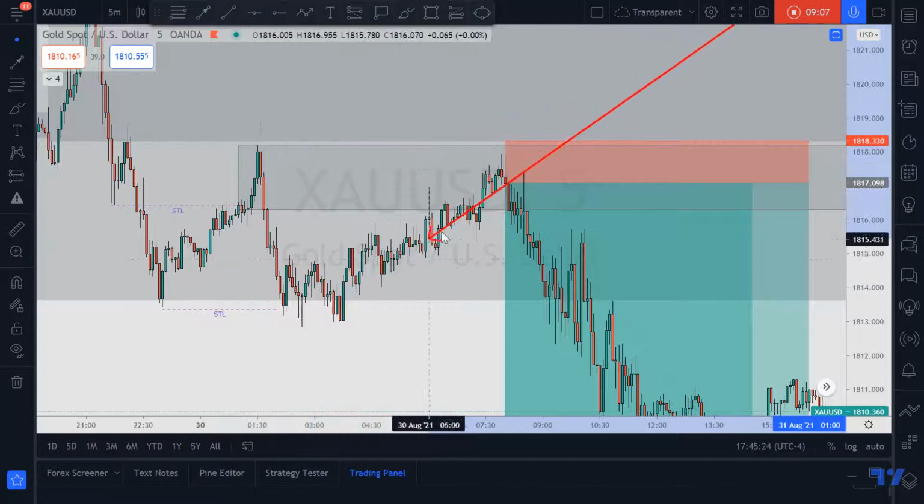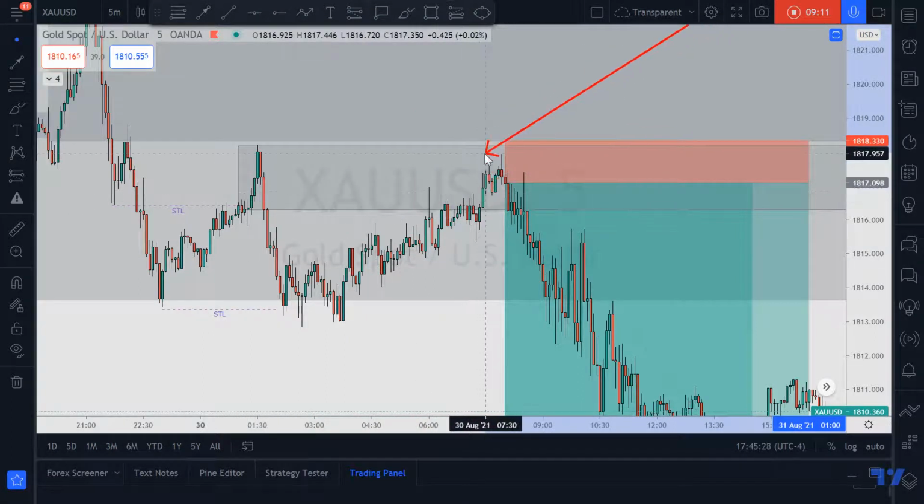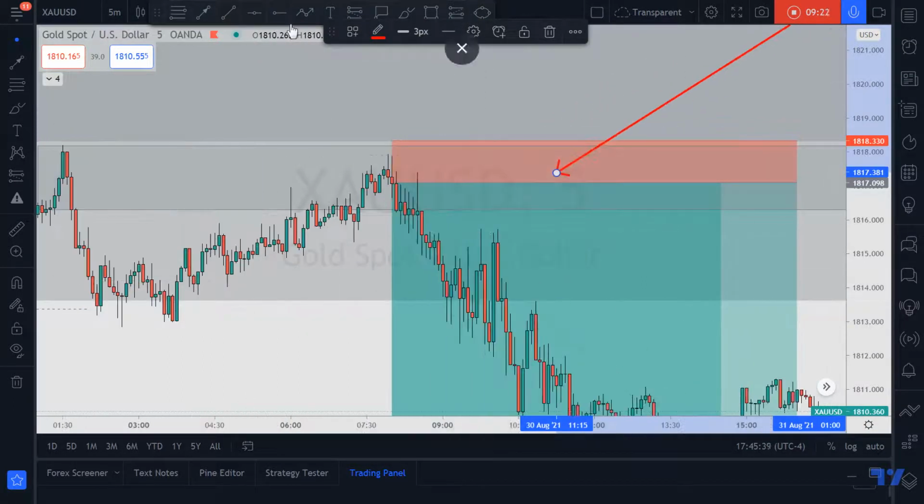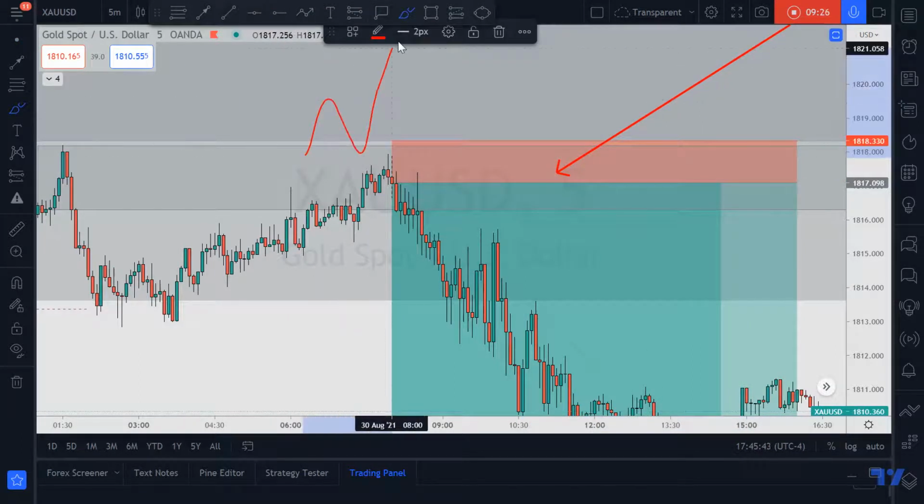So we see price made it up here. Now I'm looking for price to do what? Give me signs of exhaustion. Do we get those exhaustion signs? Yes. Look at those wicks. That's all we want. And then I look for signs of reversal. What is a sign of reversal? Look for reversal patterns.